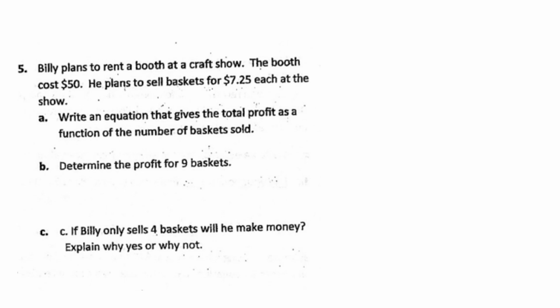For number 5, Billy plans to rent a booth at a craft show. The booth costs $50. He plans to sell baskets for $7.25 each at the show. Write an equation that gives the total profit as a function for the number of baskets sold. So again, our rate of change is going to be the 7.25 each. And so we can write our equation as y equals 7.25x, because m and x always go together.